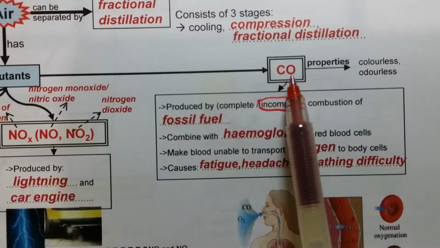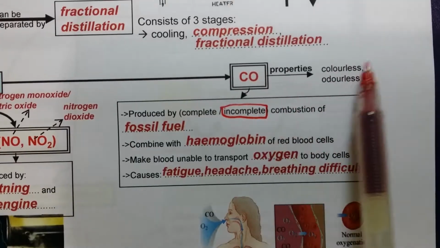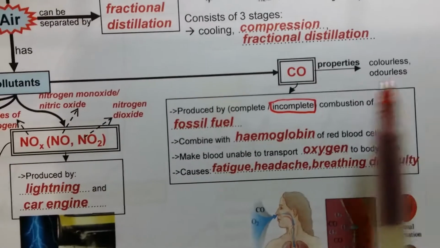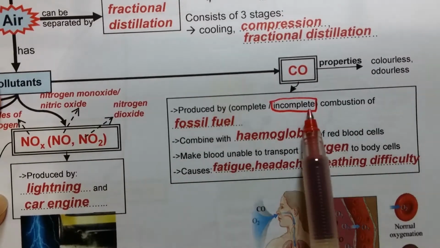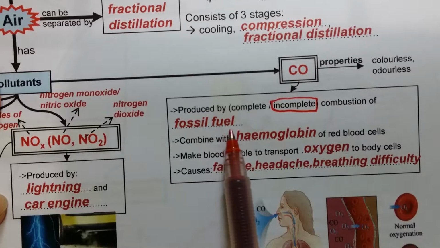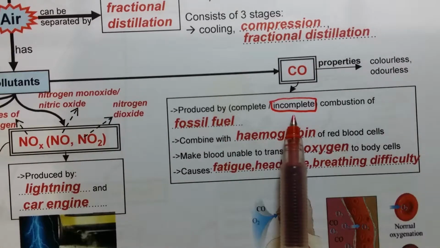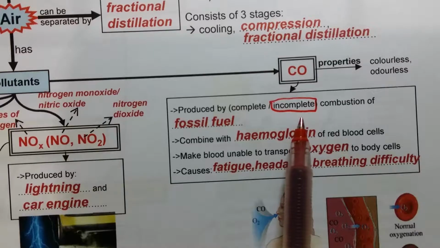Okay, let's look at the next pollutant, which is carbon monoxide. These are the properties: colorless and odorless. Carbon monoxide is produced by incomplete combustion of fossil fuel. Incomplete combustion means not enough oxygen is available for the combustion. So when there is incomplete combustion, carbon monoxide will be produced.